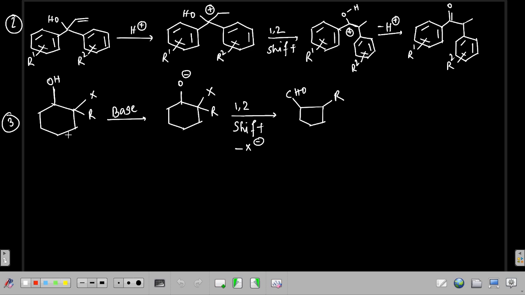Next example is in case of allylic alcohol. This is allylic alcohol. So in presence of acid, this double bond will abstract the proton and it leads to the formation of a carbocation. This is a 2 degree carbocation. That's why it is undergoing a 1,2 shift, that is this phenyl will shift from here to here, so it leads to the formation of this 3 degree carbocation.